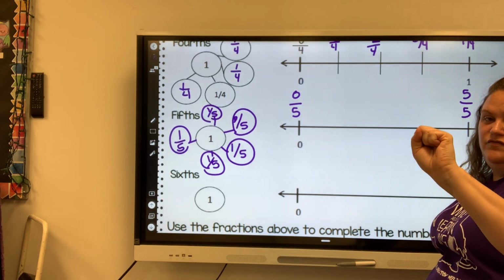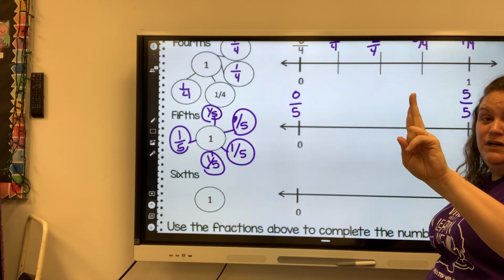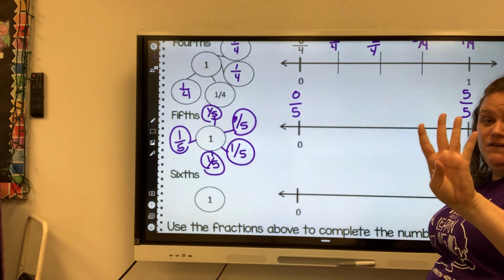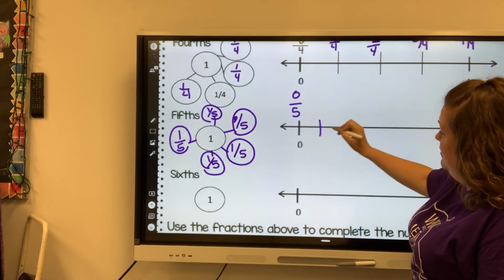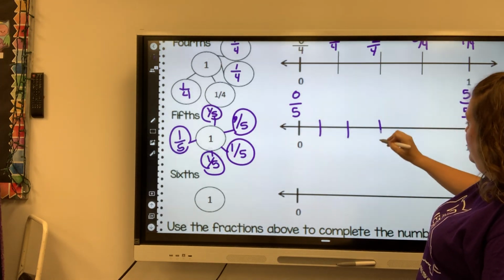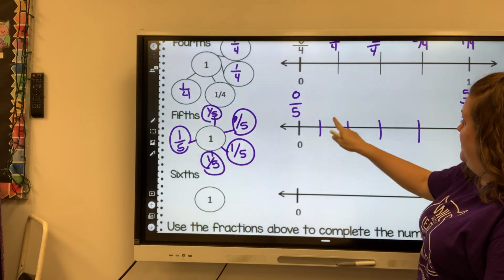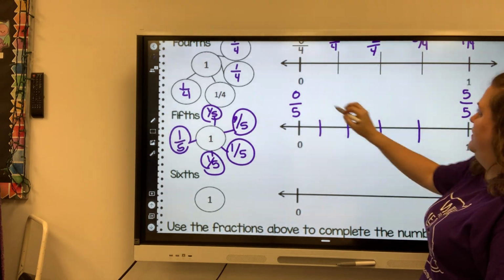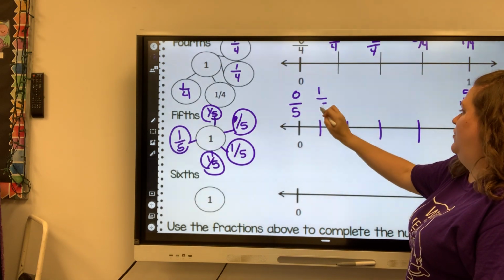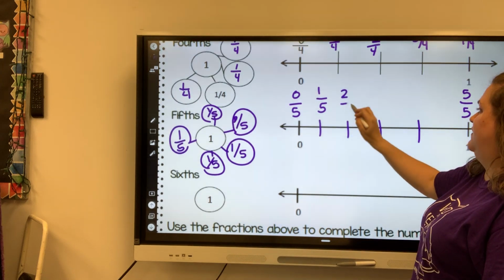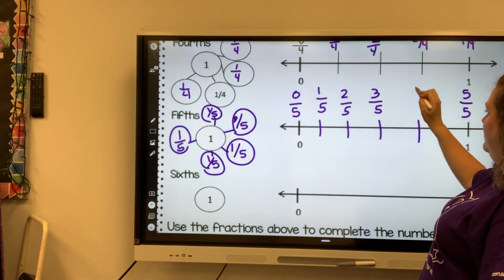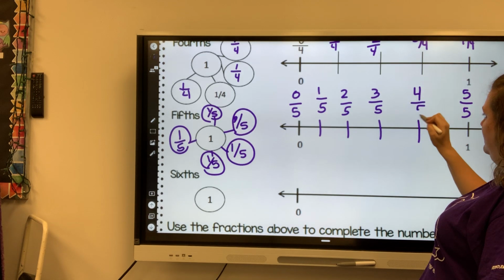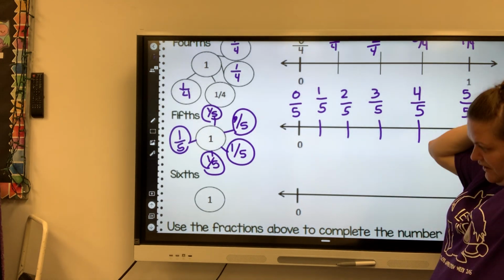So we're going to divide it into 4. 0, 1, 2, 3, 4. And then we're going to do 4 pieces to make it into fifths. 1, 2, 3, 4. 1, 2, 3, 4, 5. 1/5, 2/5, 3/5, 4/5. So you have 4/5 there.